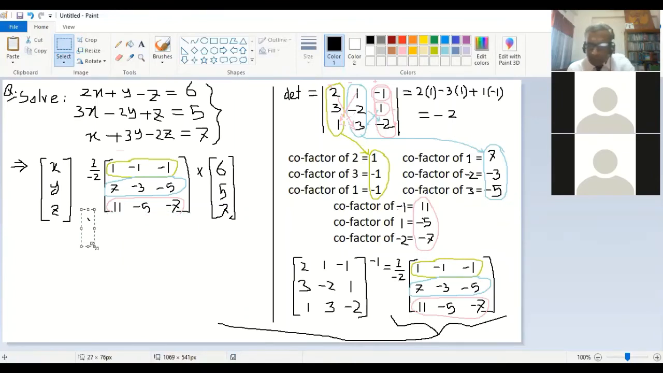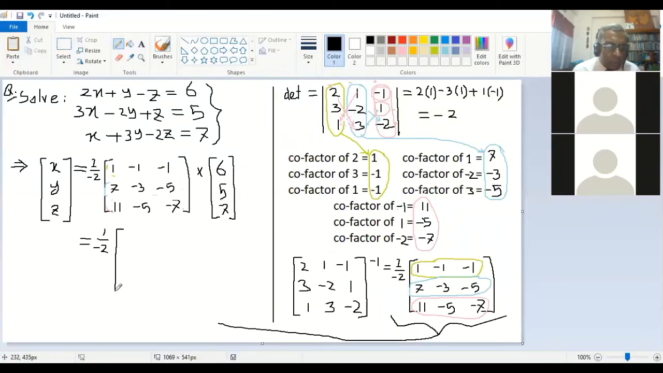Okay, you can write in your script so that you can understand what I am doing. এখন try to understand. Is that okay? So this is our inverse matrix, and then there is another part on the right side, that is 6, 5, 7. Now we will do the matrix multiplication. So I will go to the next line and I will do the multiplication. You can keep this 1 by -2 as it is and do the matrix multiplication.